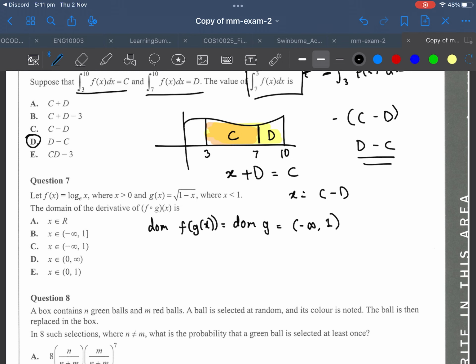Okay, now since the domain of f of g of x itself is going to be negative infinity to 1, the domain of the derivative will also be the same, unless the derivative has a special kind of graph where this is not a subset. So what I'm going to do is quickly find a derivative as well.